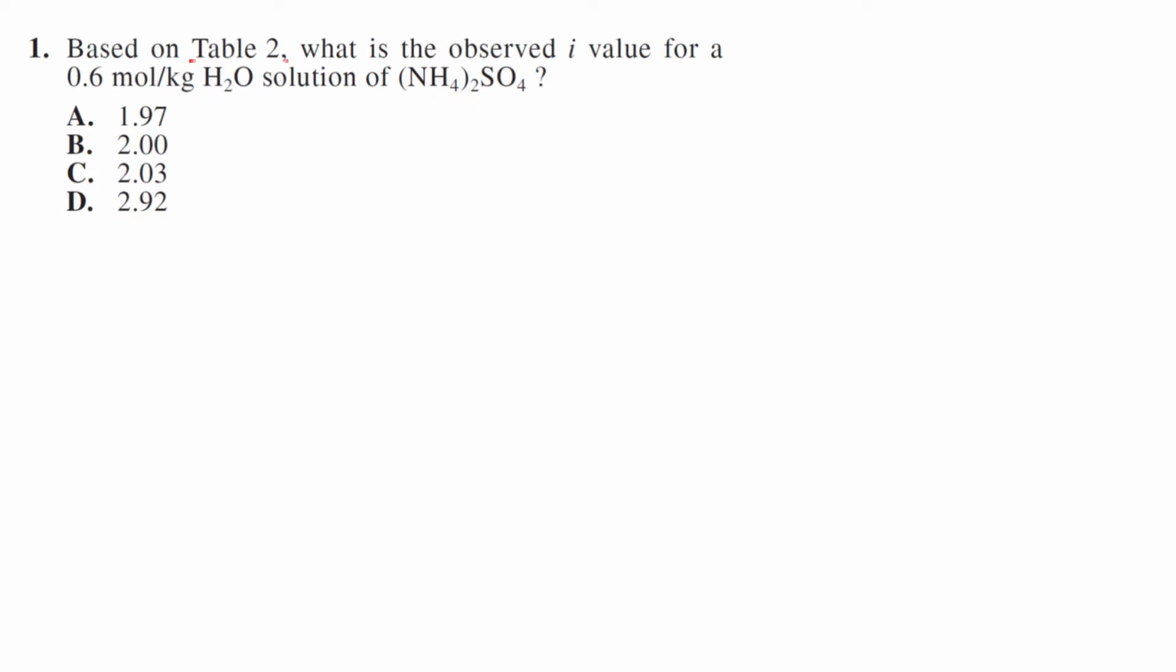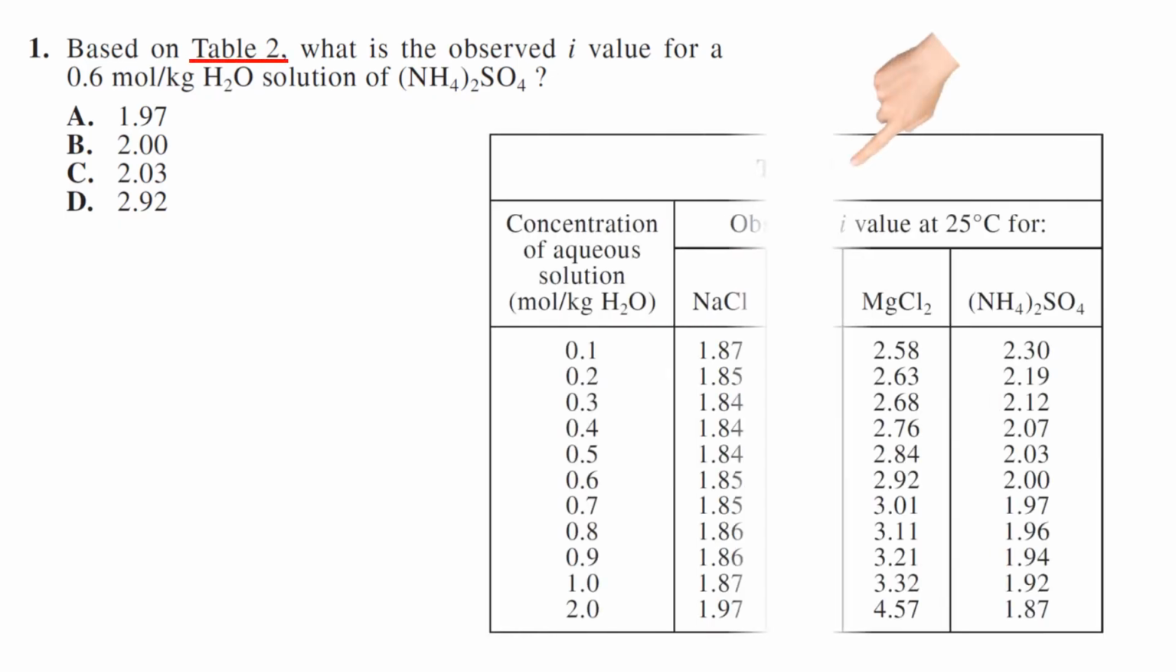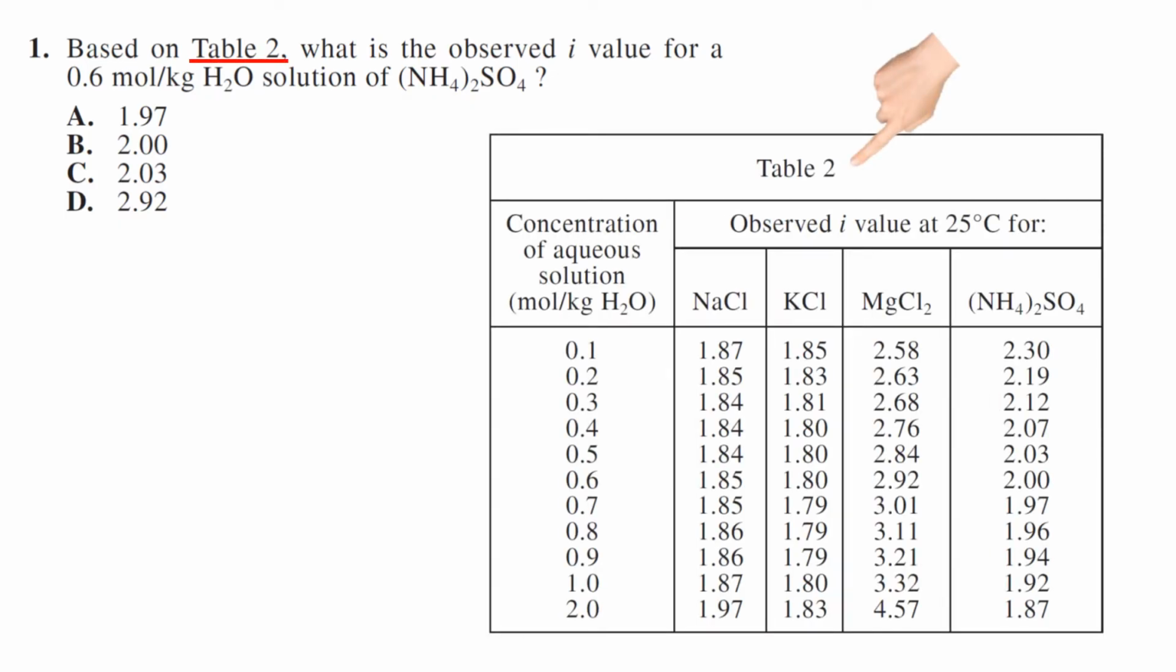Number 1, based on table 2, put your finger on table 2. What is the observed I value for 0.6 moles? So 0.6 moles right there, in the H2O solution of (NH4)2SO4. So there, that will be 2. The answer is B. Just a point and find, pretty easy question.